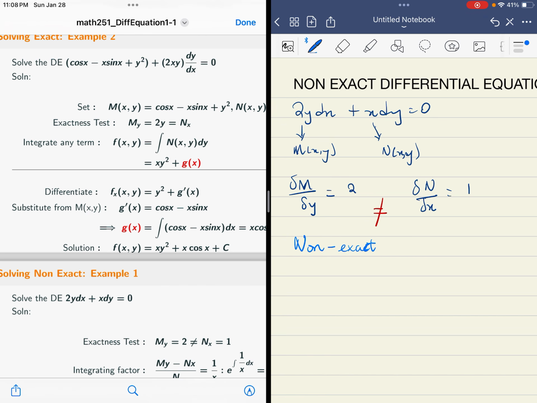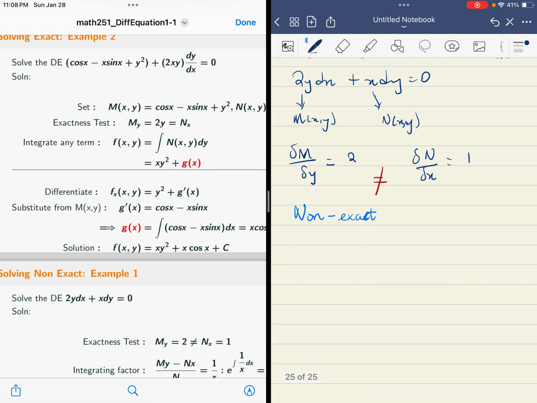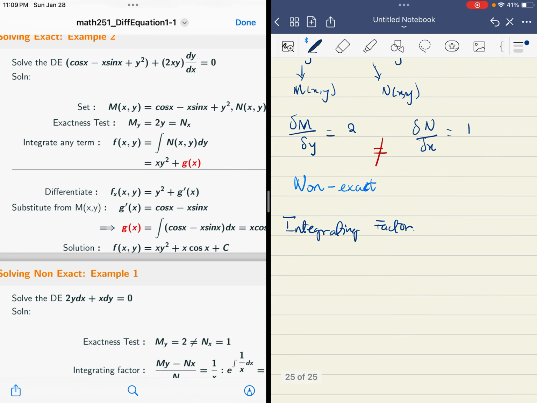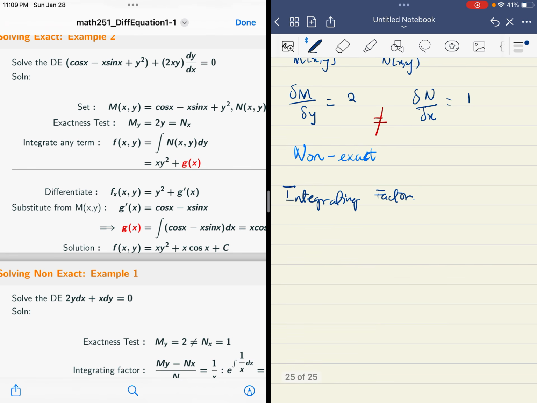What are we going to do about that? What we will do is that we are going to make it exact. It has to work for us. So we are going to make it exact. How? We introduce what we call the integrating factor. Okay. What is the integrating factor? We've heard of it in the non-linear method of solving first order differential equation. However, this is a little bit different in getting your integrating factor.